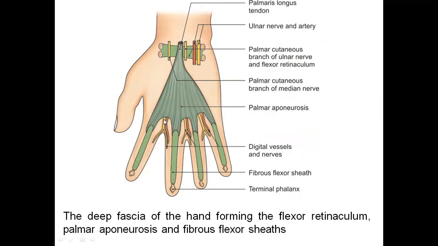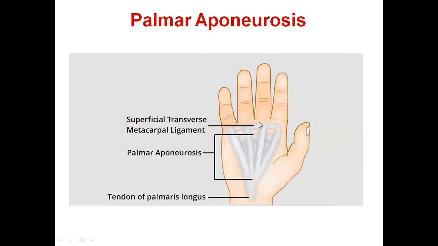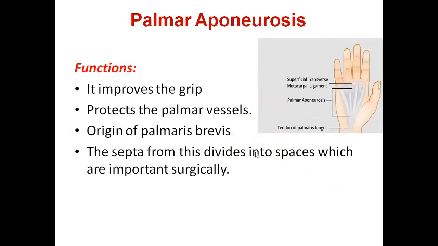Between these 4 slips, you are finding the interdigital vessels and nerves coming. Not only that, you will also find the lumbricals and the interosseous muscles. These are the fibrous flexor sheaths with which you will see these 4 slips of the palmar aponeurosis are in continuation. One more picture shows us the palmar aponeurosis. You are finding certain thickenings between the 4 slips, which are called the superficial transverse ligament, and between the metacarpal bones we call them the metacarpal ligaments.